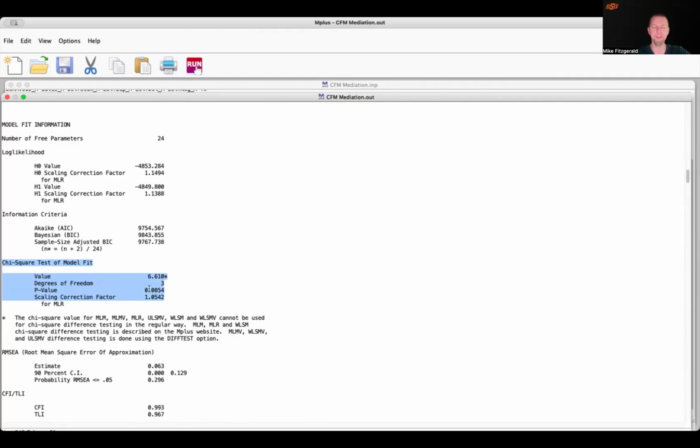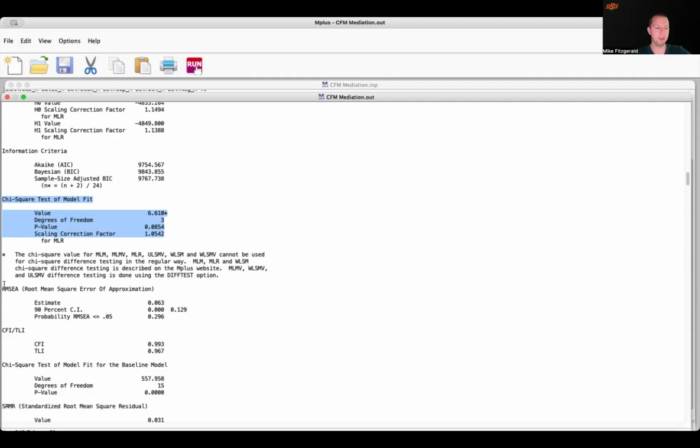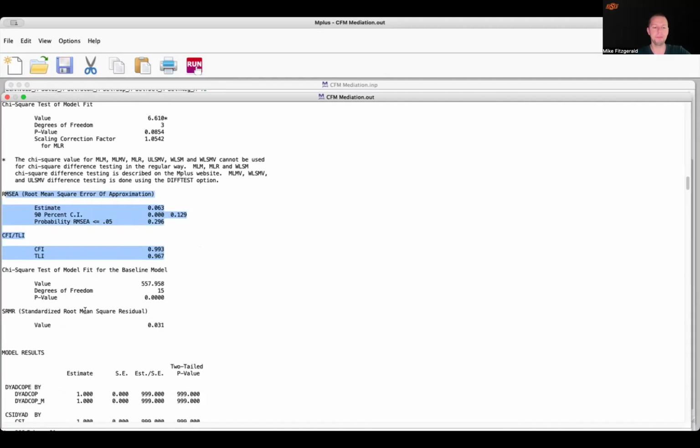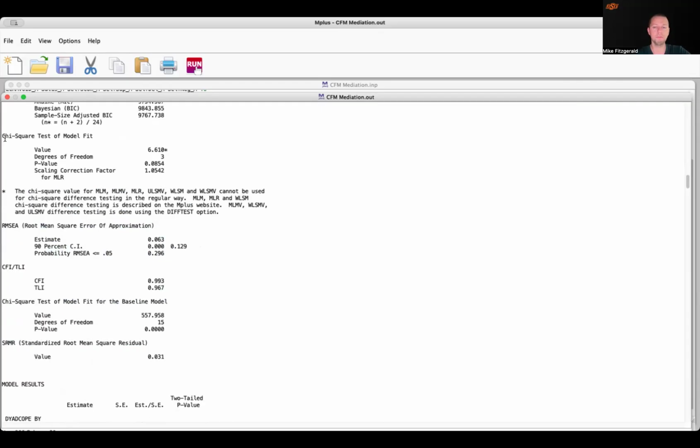So even though it's non-significant, we can actually say with a decent amount of confidence that our model is fitting our data really, really well, which is what we want. We have our RMSEA, our CFI, our TLI. These are commonly used global fit indices, both absolute and relative, commonly used in structural equation modeling. And then we also have our SRMR. So all indications from our model data fit indicates that we have a good fitting model.